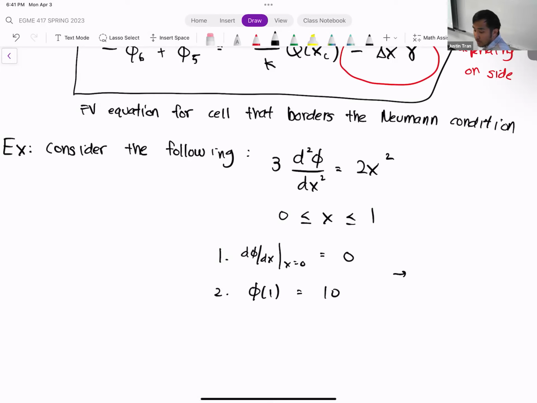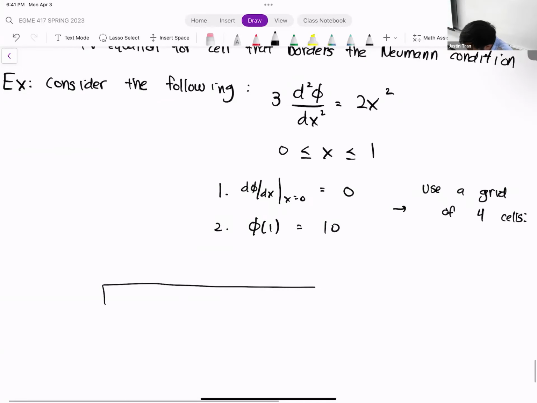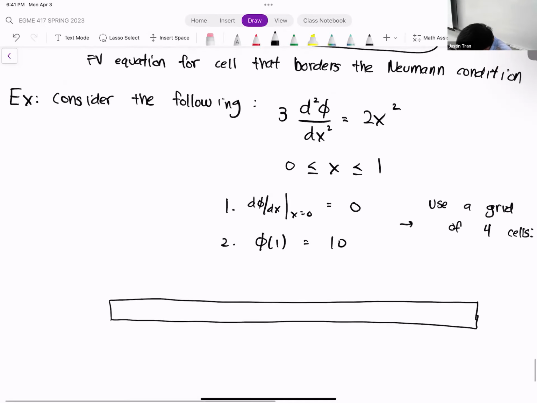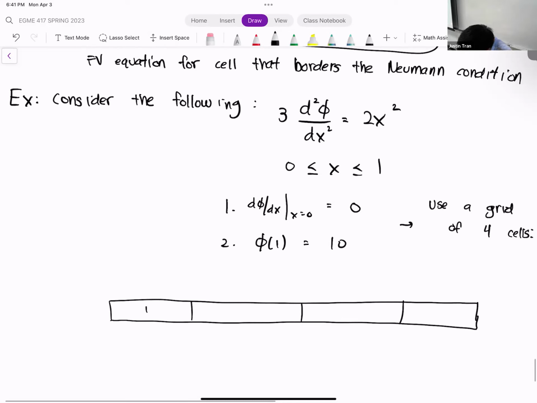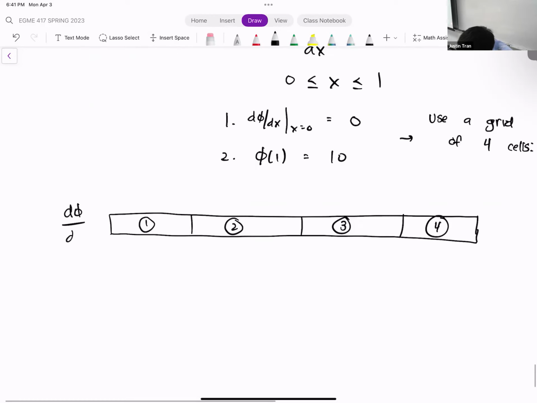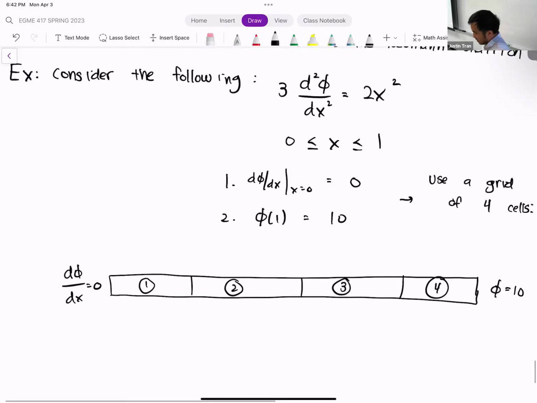And for this particular problem, since we're going to be solving it by hand, we're going to use a very coarse mesh. We're going to use a grid with 4 cells. Our domain is going to look like this: cell 1, cell 2, cell 3, and cell 4. On the left-hand side, we have d phi dx equal to 0, and on the right, phi is equal to 10. So that's our equation.